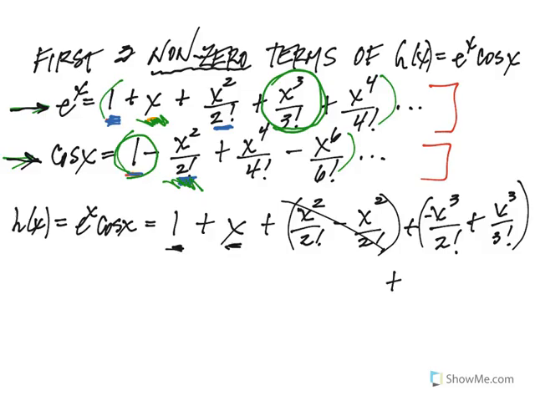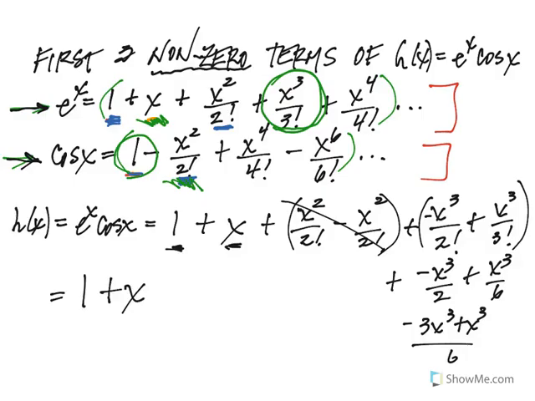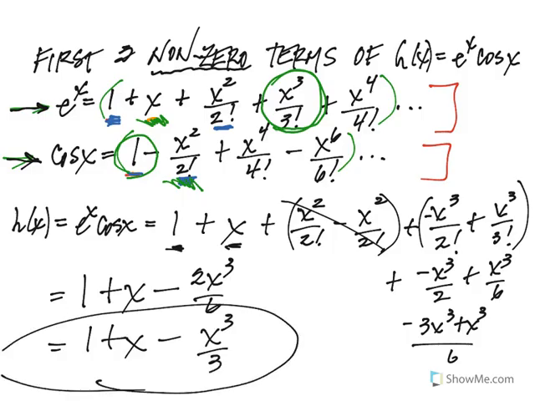So what is this? This is going to be plus negative x cubed over 2 plus x cubed over 6. I get a common denominator of 6. That is a negative 3x cubed plus x cubed over 6. So the first three non-zero terms are going to be 1 plus x. This is going to be equal to minus 2x cubed over 6, aka 1 plus x minus x cubed over 3. That is my first three non-zero terms of the product of e to the x times the cosine of x.